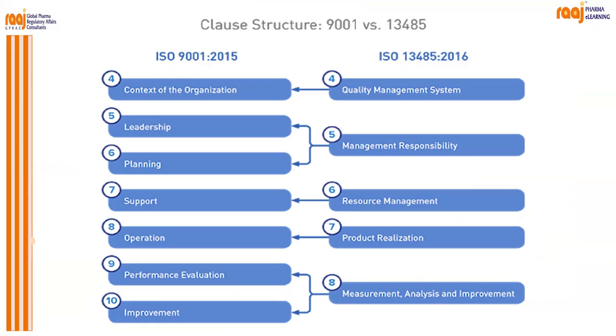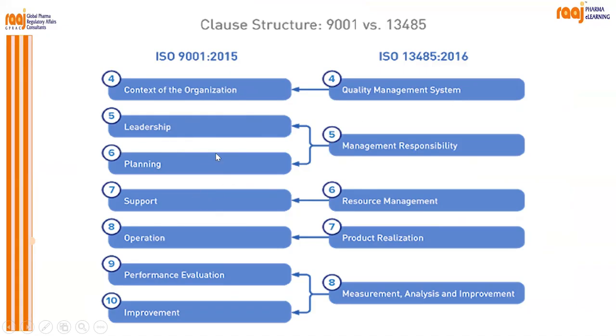So if you see the difference between ISO 9001 2015 and ISO 13485 2016, you can see the clause structure here. So here clause 4, 5, 6, 7, 8, 9, 10, with respect to ISO 9001, how it has to be integrated, that is shown in this slide particularly. So if you go for clause 4 of ISO 9001 and ISO 13485, it talks about the context of organization, which is similar to your quality management system.